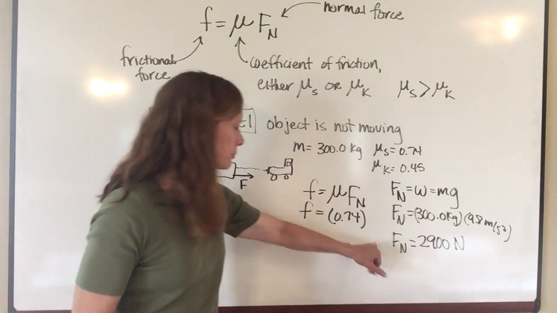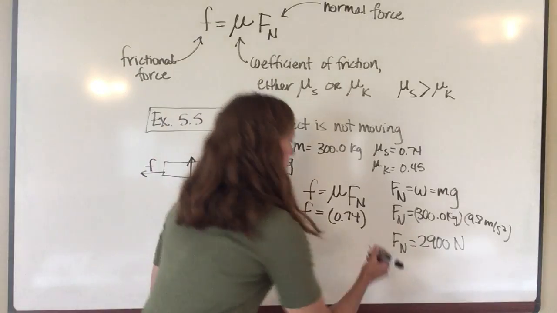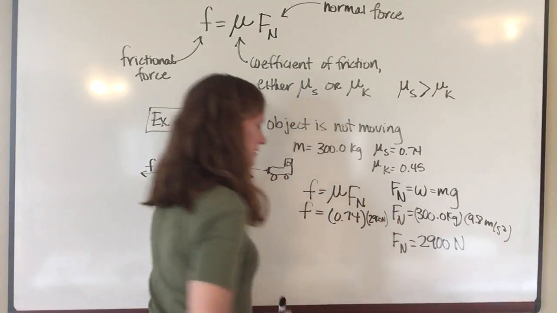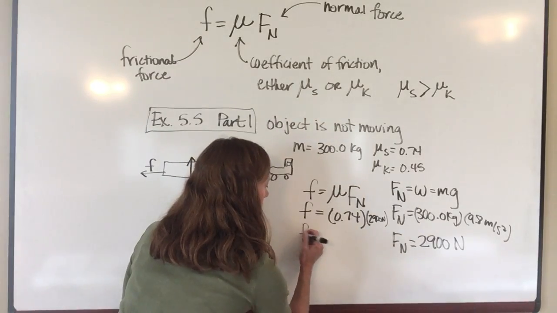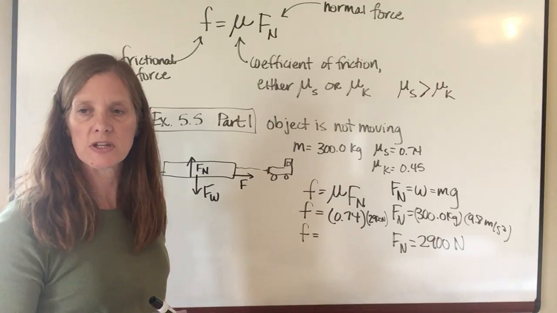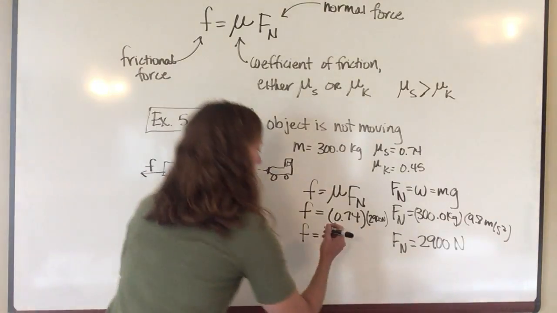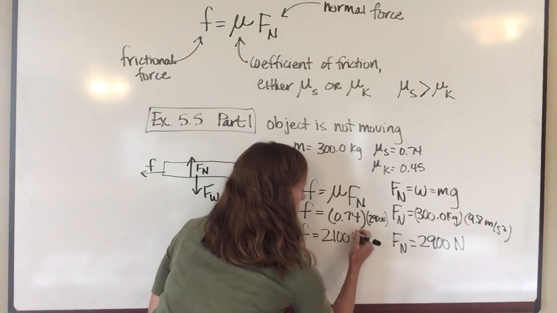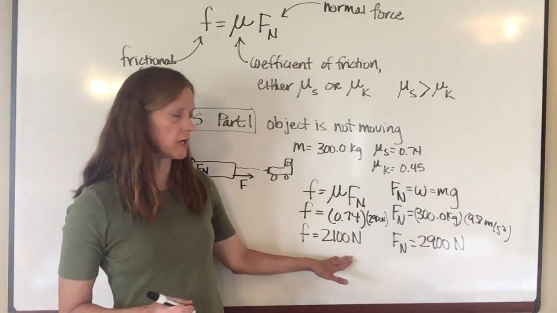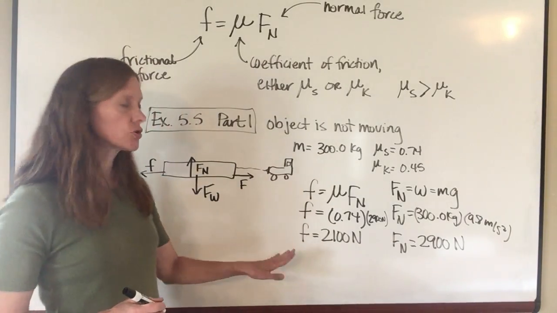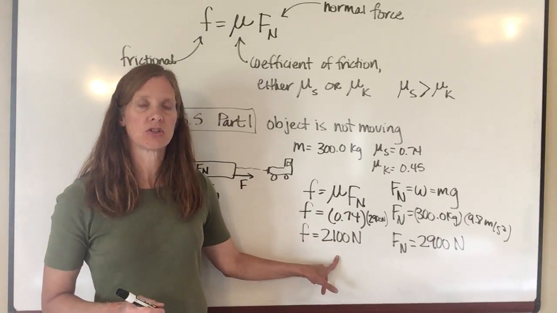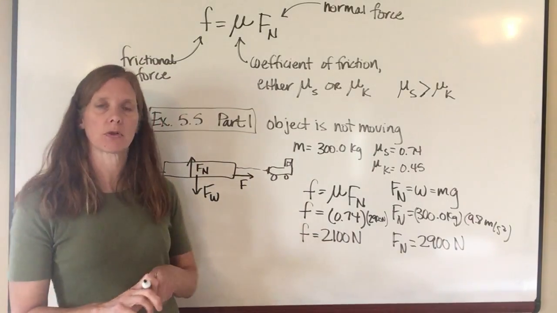Now I can go back and I can plug that in here. I really didn't allow myself quite enough space, did I? So there's 2,900 newtons that gets plugged into this equation. And now I can find the frictional force just by multiplying those two together. 0.74 times 2,900 newtons is going to give me a frictional force of 2,100 newtons. So what that tells me is that this truck is going to have to exert a force just slightly greater than 2,100 newtons in order to get the log moving.